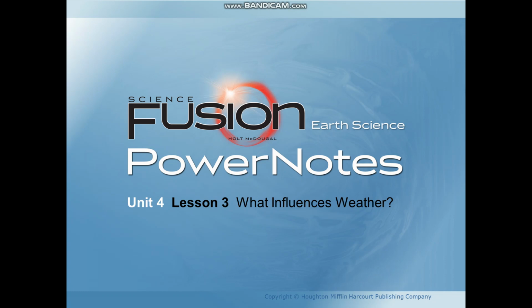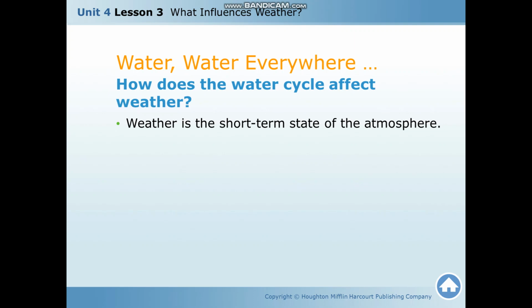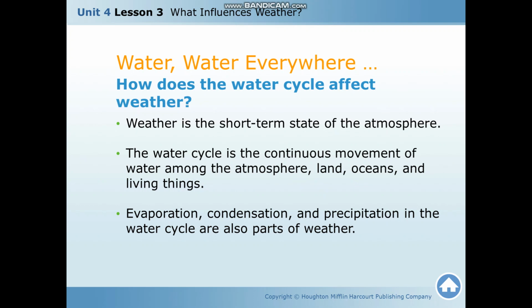What influences weather? How does the water cycle affect weather? Weather is the short-term state of the atmosphere or the day-to-day condition of our atmosphere. The water cycle is the continuous movement of water among the atmosphere, land, oceans, and living things. Evaporation, condensation, and precipitation in the water cycle are also parts of weather.